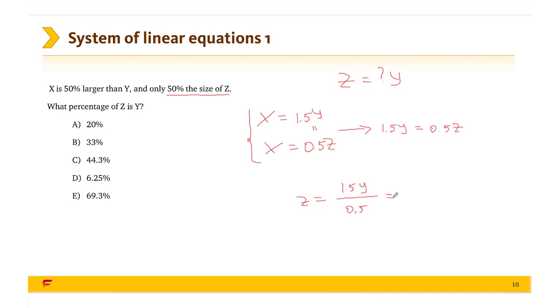Point, that's a point, yep. So z is nothing but 3y. And we look at the answers and see nothing related to 300. Interesting. And then I think, what's going wrong here? And then I realized that I misread the question. The question says, what percentage of z is y? So it's not z equals something times y. It's actually y equals something times z. So here that would be y equals 1/3 of z. So the answer should be 33%.